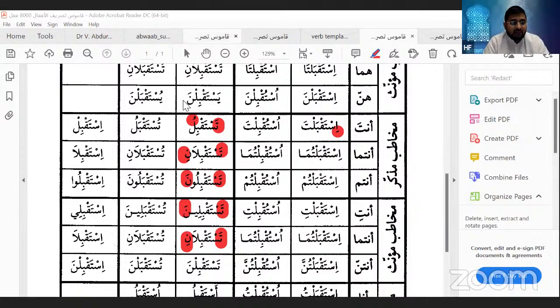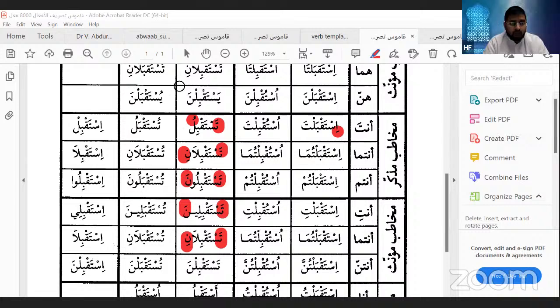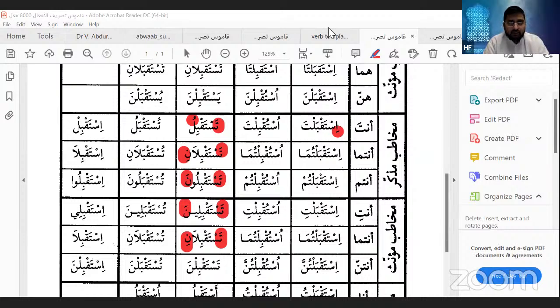I'm going to ask next Sister Sharabano. What would be the imperative of tastaghfiru? So I remove the ta. Istaghfir. Correct. Conjugate. Istaghfir, istaghfira, istaghfiru, istaghfiri, istaghfira, istaghfirna. Excellent.